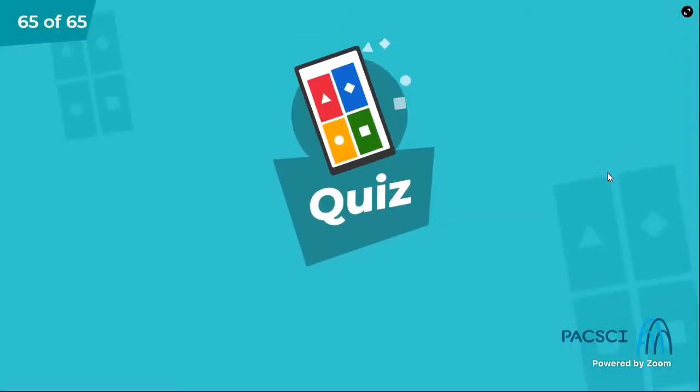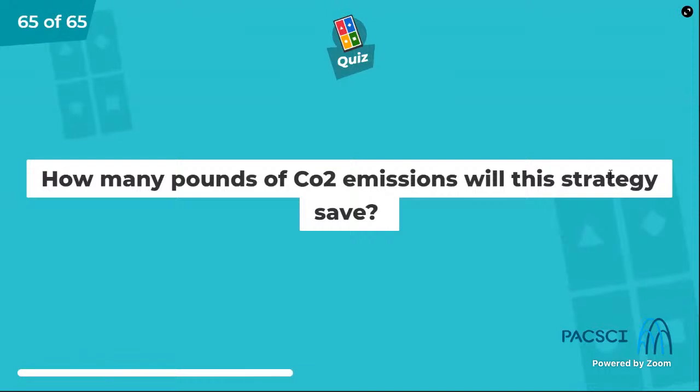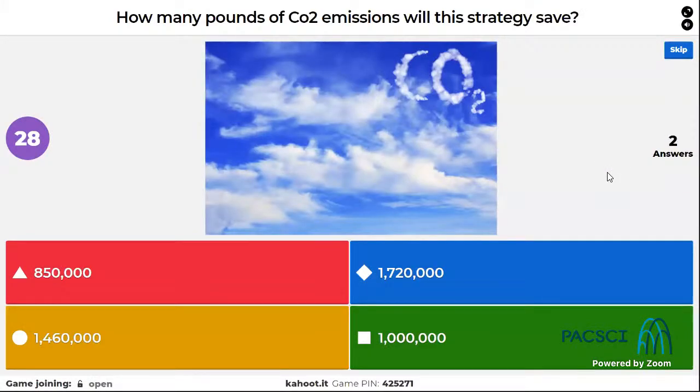It's a big building. There are a lot of different things. How many pounds of CO2 emissions will be saved? Is it 850,000 pounds? 1,720,000 pounds? 1,460,000 pounds? Or 1 million pounds? A lot of CO2 that will be saved.